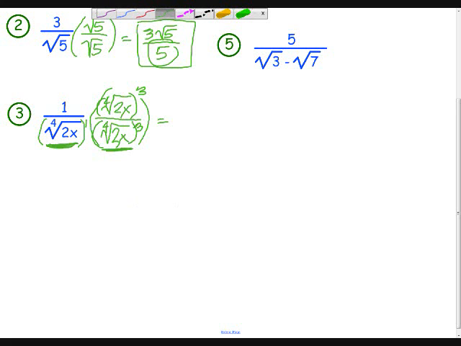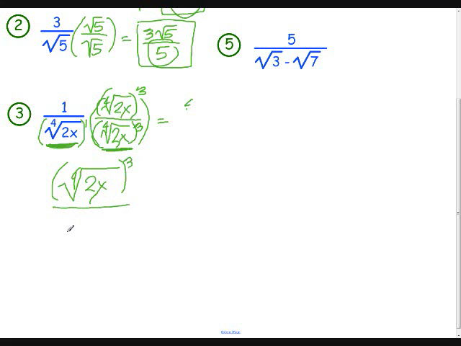Okay, so here we go. This becomes the fourth root of 2x to the third power over, now when I have the fourth root raised to the fourth power, what happens? I end up just with 2x. That's my answer.